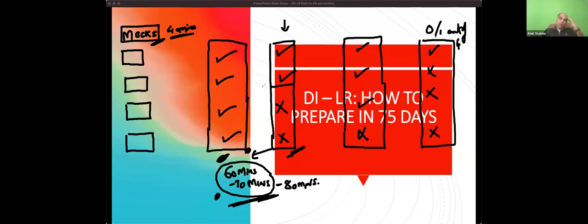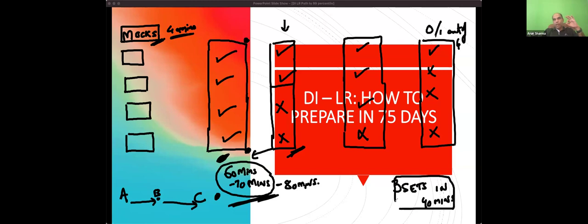So what happens is, this is the first port of call. It's like when you go on a journey, suppose you're going from city A to city C and city B comes in between. Unless you cross city B, you can't reach city C, right? So similarly, when you're going from somebody who does not know what DILR is to a point where you can compete with the 100 percentile in DILR who will solve three sets. By the way, last year, three sets in 40 minutes was enough to get you 100 percentile in DILR.